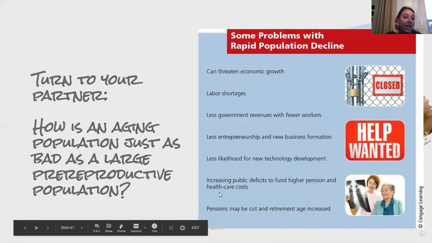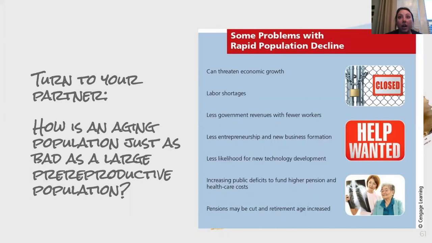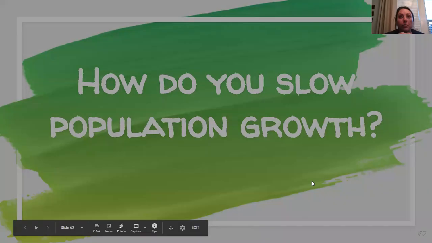And so an aging population is equally as bad. We've talked about that, and that's because they threaten economic growth. There's labor shortages. There's less money coming in taxes because there's not as many people buying stuff, less business formation, less technology development, pensions. If there's less people paying in, we can't pay as much out, like Social Security. And so that's always something that we need to consider.